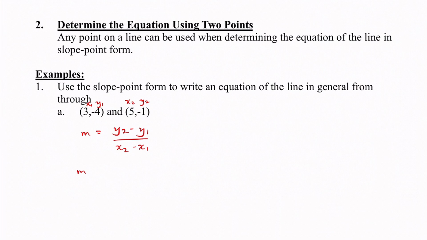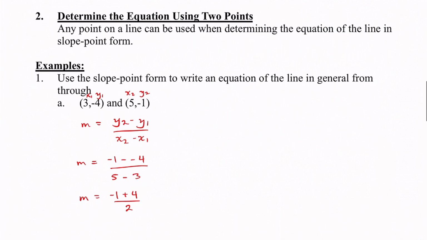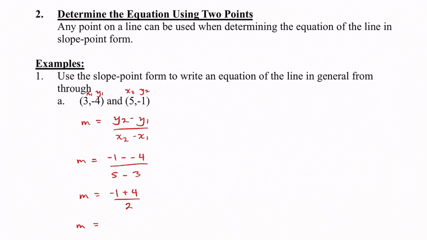So I'm just going to fill everything into that formula. So y2 is negative 1, minus y1 is negative 4, and then all divided by x2 was a 5 minus, and then x1 is a 3. So in the top here, these two negatives is going to make it a plus. So we're going to have m equals negative 1 plus a 4 divided by, and I can simplify this right away. 5 minus 3 is just 2. And then in our last step, the negative 1 and the plus 4, that's just a plus 3. So it's going to be 3 over 2.